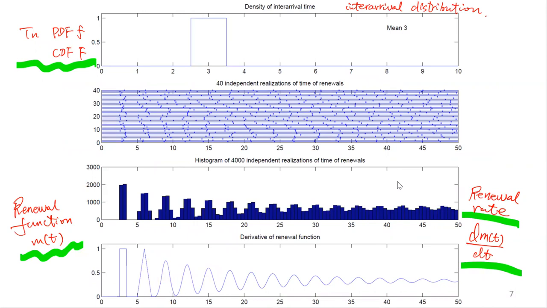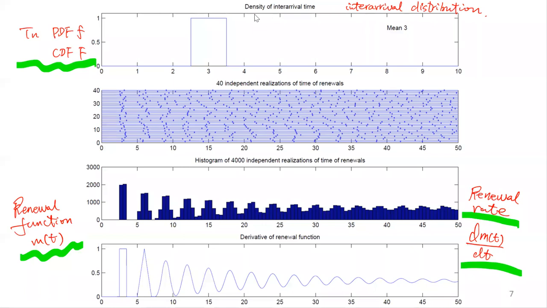Now, I have included some MATLAB code to do the n-fold convolution of the CDF with itself, and also derive M(t) and the renewal rate. Renewal rate is dM over dt. So in this example, let's first have a look at the density of the inter-arrival distribution. This is an inter-arrival distribution, which is uniform from 2.5 to 3.5, so the mean is 3. So this is T_n. T_n has PDF f, and the cumulative distribution function is capital F.